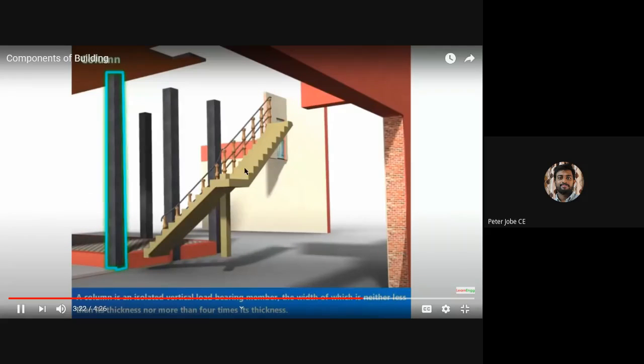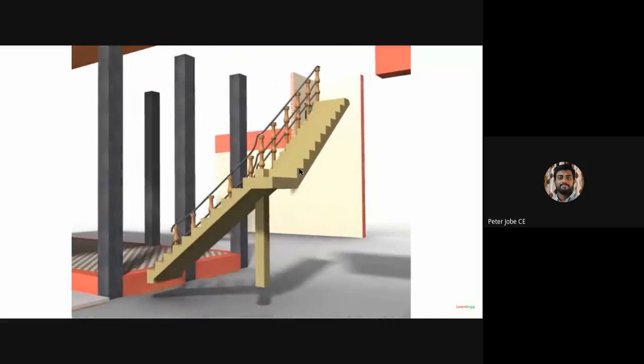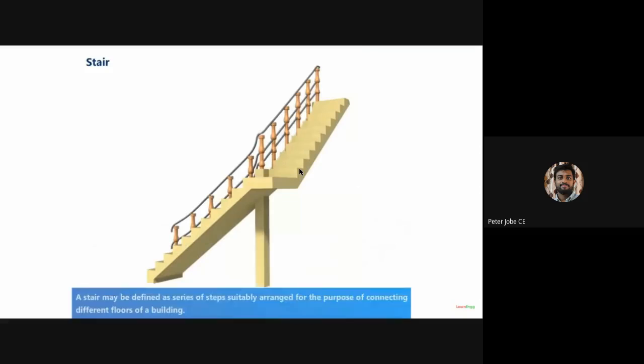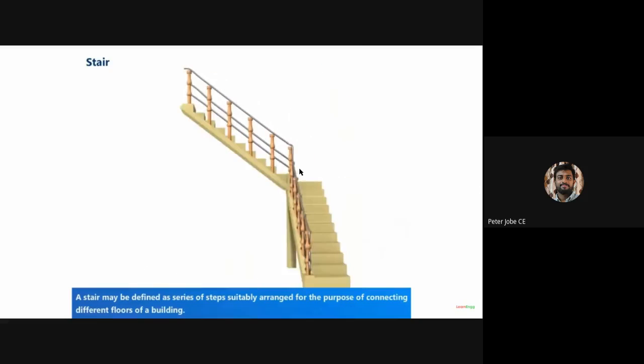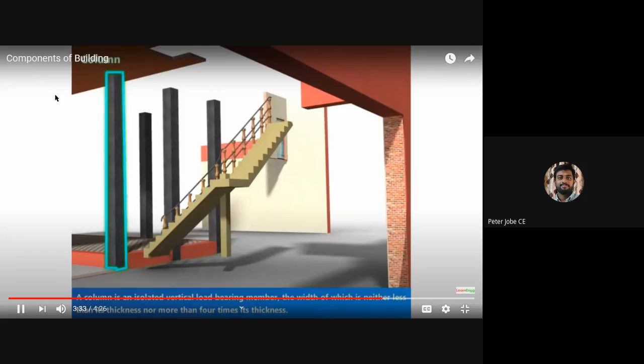You can see this is actually the column. If you notice, they have marked the column. This column is actually an isolated vertical load bearing member, the width of which is neither less than the thickness. And they've marked the stair also. We'll see the column again.